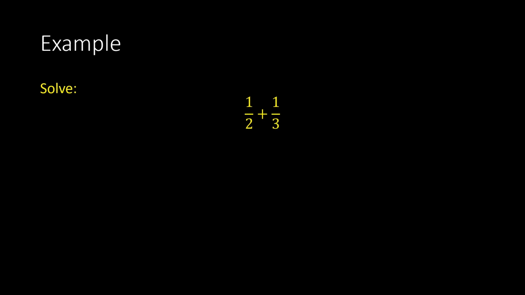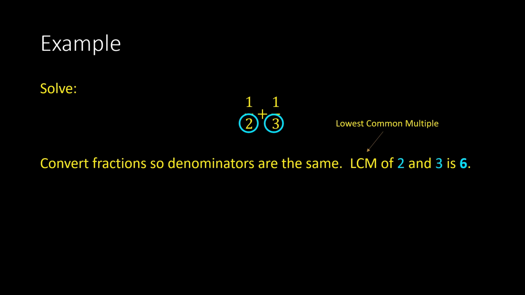Now let's add two slightly more complicated fractions. First, convert the fractions so the denominators are the same. Notice that the denominators are 2 and 3. We bring in here the concept of the least common multiple. The least common multiple of two whole numbers is the smallest positive integer that is divisible by both numbers. For smaller numbers, it is easier to find this, so it is easier to see that the lowest common multiple, or LCM, of 2 and 3 is 6. We will look at techniques for calculating the LCM of more complex cases in a later video.